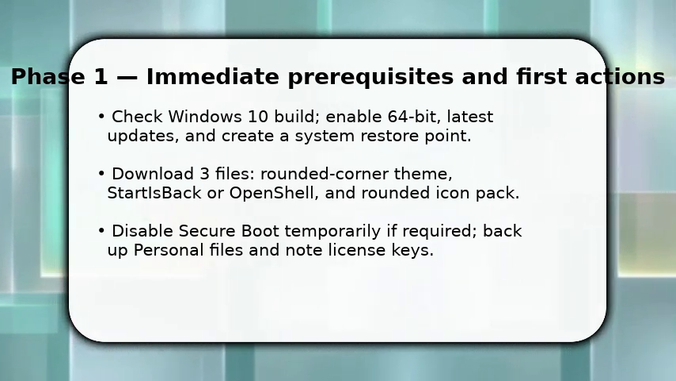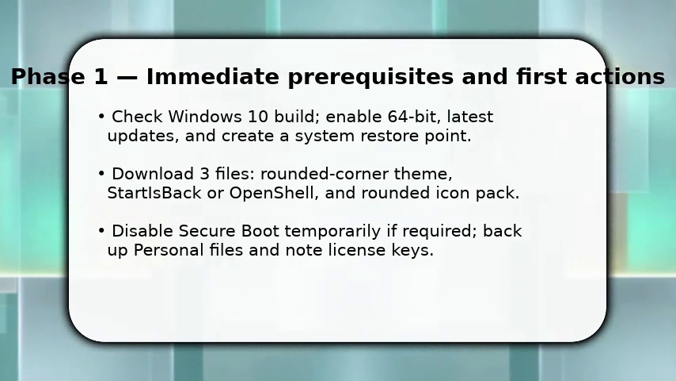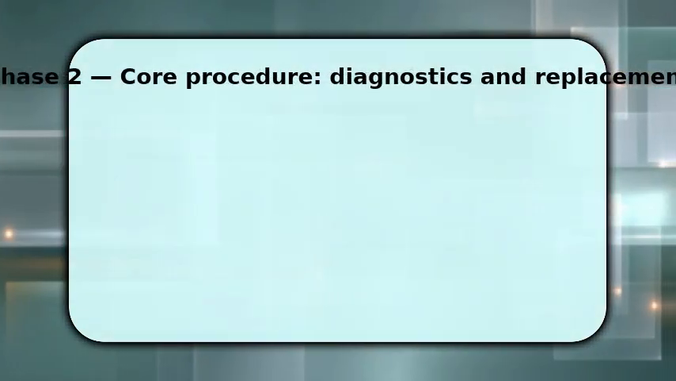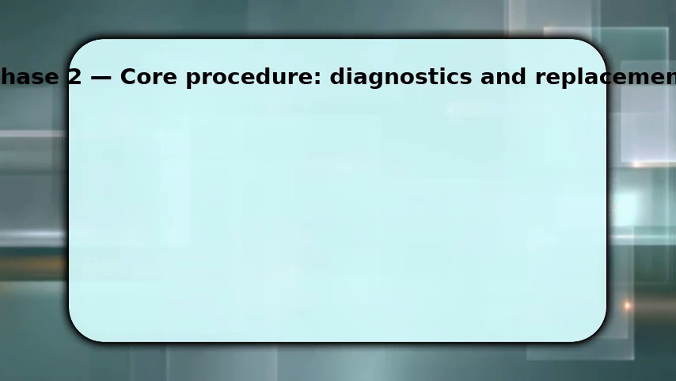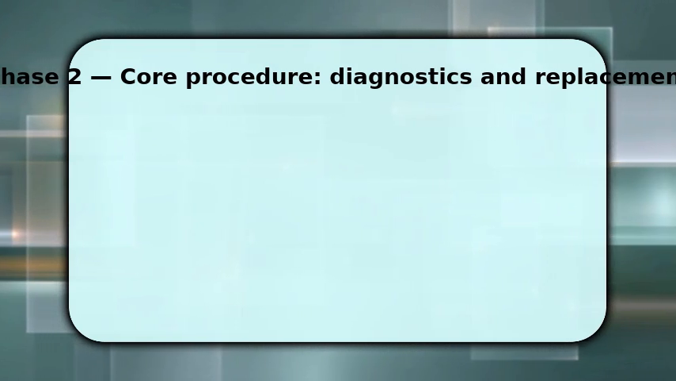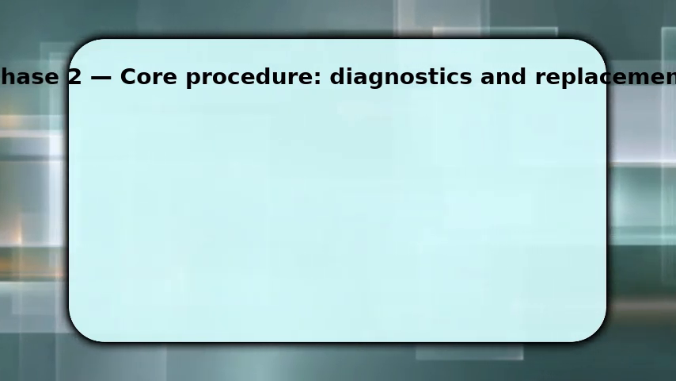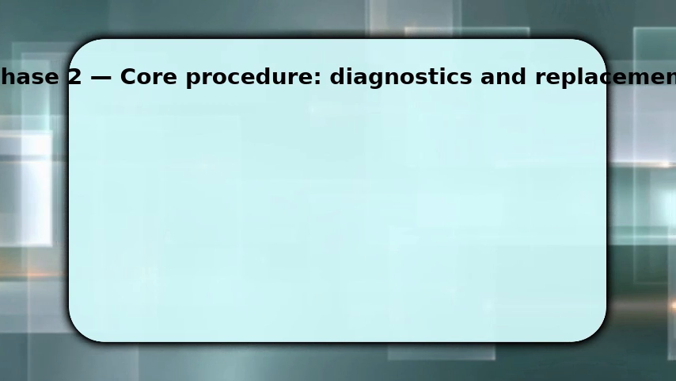Now you install core UI components. First, patch theme support with a trusted patcher, then copy the rounded corner theme into the resources folder and apply it in personalization. Next, install Start is Back or Open Shell and set the taskbar to center icons and emulate Windows 11 Start. Adjust sizes and pinned groups.